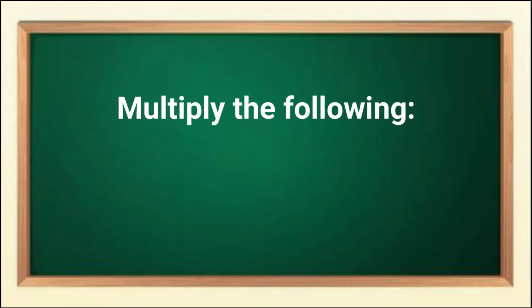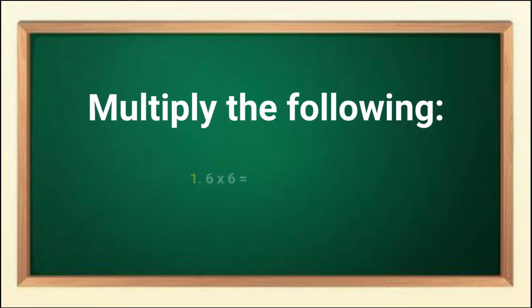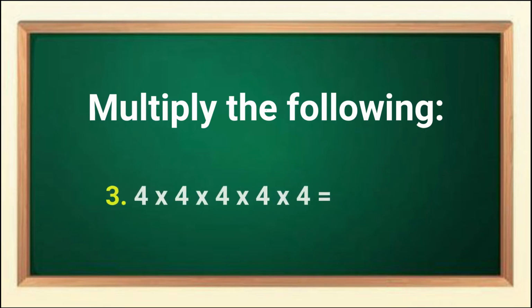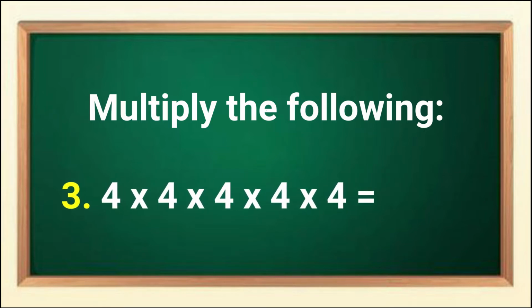First, multiply the following numbers. Number 1. 6 times 6 equals. Correct. 36 is the answer. Number 2. 5 times 5 times 5 equals. That's right. 125 is the answer. Number 3. 4 times 4 times 4 times 4 times 4 equals. Good job. The answer is 1024. There we go.